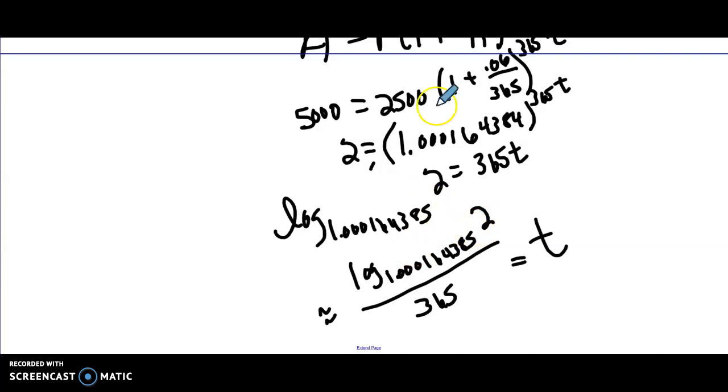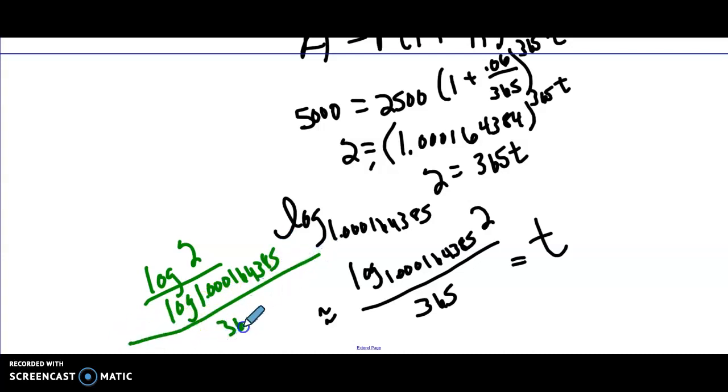Well, to do this top part, I'll use my new formula, and I'll just take log of 2 divided by log of 1.000164385 and divide that whole thing by 365. So I get my handy dandy calculator out here. And I'll be careful. I take the log of 2 in parentheses divided by the log of 1.000164385 in parentheses. Okay, I see what that whole answer is.